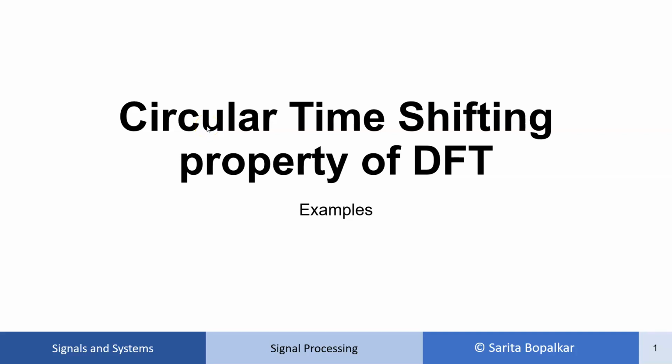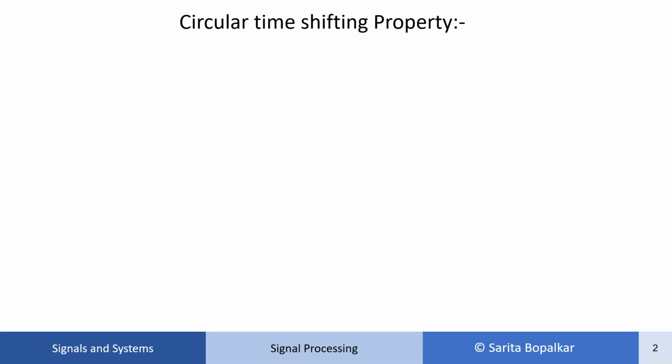Hello, in this video, we are discussing the circular time shifting property of DFT, and we'll solve one example based on it. The property is: if x of n is a sequence and its DFT is X of k, now we'll add a time shift to this x of n.